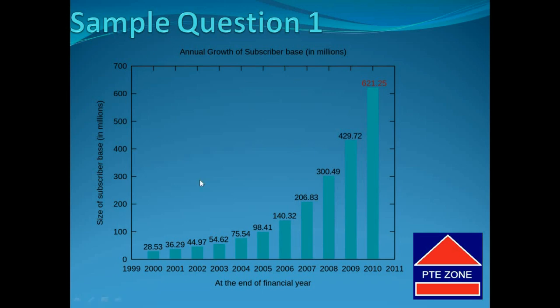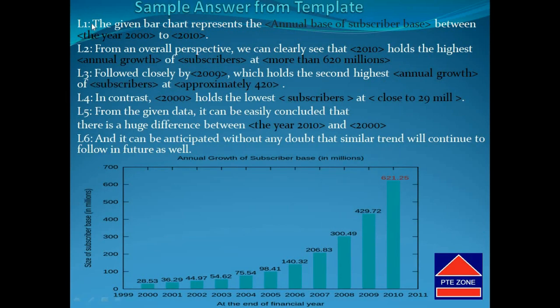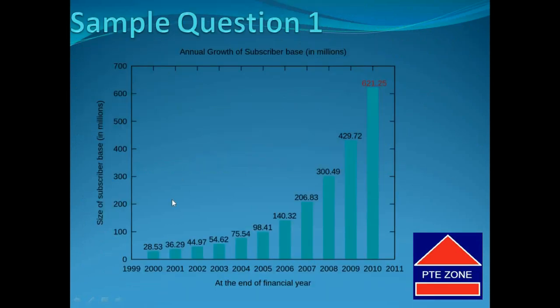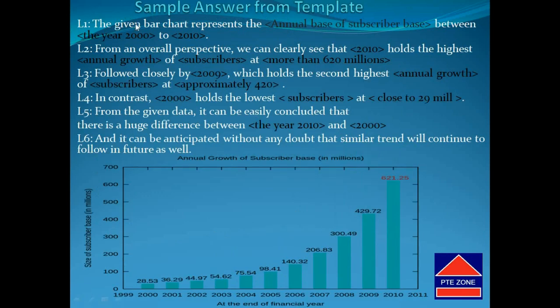So with this given question, how will I use my template and add these things? So if you see, the given bar chart represents the annual base or subscriber base. This is the topic between the year 2000 and 2010. So if you see, from the first year and the last year. Now second line, from an overall perspective, we can clearly see that 2010 holds the highest annual growth of subscriber at more than 620 millions.